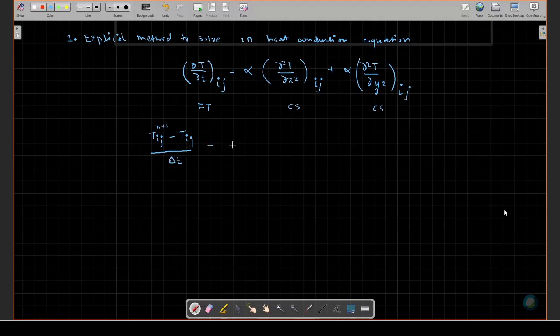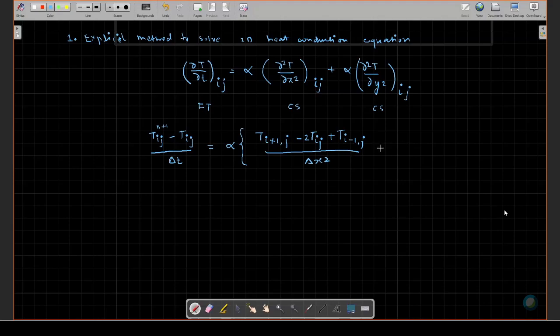Now for this alpha, we have to do the second-order discretization. So we know that for the second-order discretization, in i, this is in i: t at i plus 1 comma j, minus twice t_ij, plus t at i minus 1 comma j, divided by delta x square.